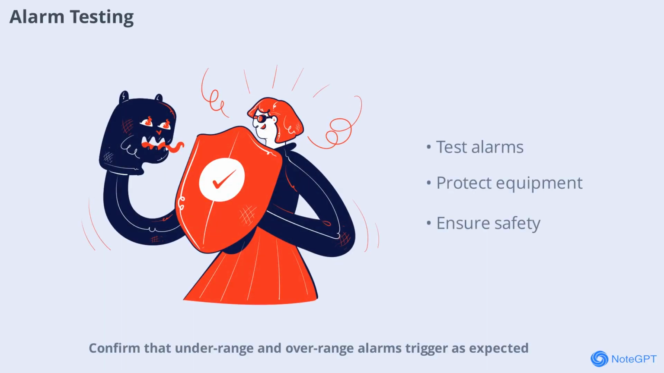Confirm that underrange and overrange alarms trigger as expected. This ensures that the system will respond appropriately to abnormal conditions, protecting both equipment and personnel.